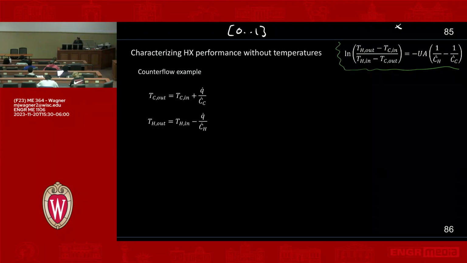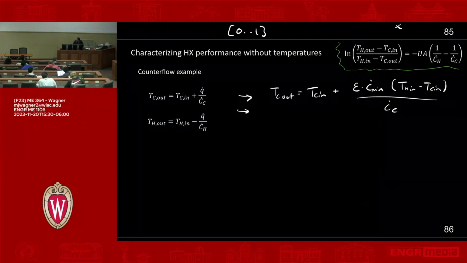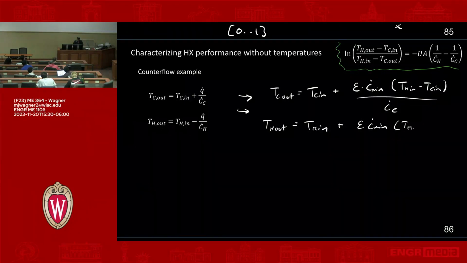All right, so we can rewrite these basically as follows. We're subbing in the definition of effectiveness. So this would be TC out equals TC in plus effectiveness times C dot min times TH in minus TC in divided by C dot C. And then the second one is TH out equals TH in plus, again, effectiveness, C dot min, TH in minus TC in over C dot H.